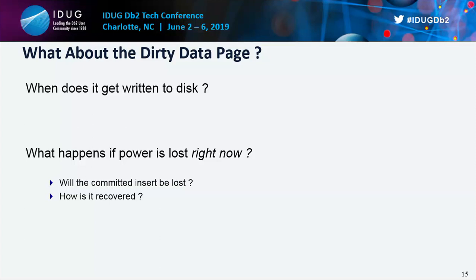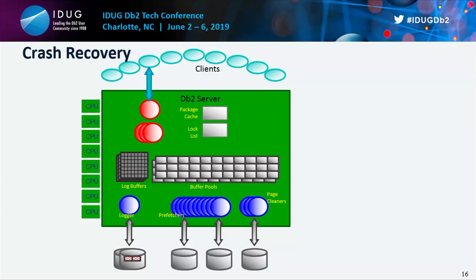And then that, of course, leads to your question: okay, well, you had a dirty page. When does that hit disk? And how am I guaranteed that my data is not lost if the power goes off? So let's talk about the case of the power going off, so crash recovery.